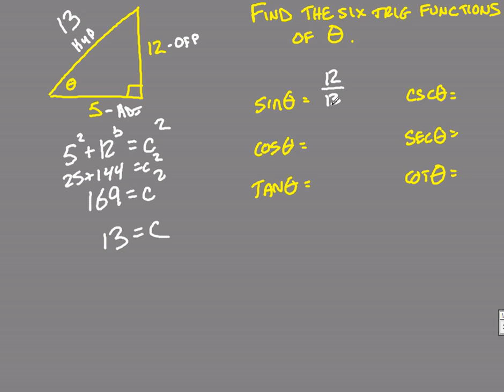So sine is 12 over 13, opposite over hypotenuse. Cosine, adjacent over hypotenuse, is 5 over 13. Tangent is, excuse me, opposite over adjacent, 12 over 5. Then to get these other three, I just flip them. Instead of 12 over 13, it's 13 over 12. Instead of 5 over 13, it's 13 over 5. And then this one becomes 5 over 12, just flipping it around.